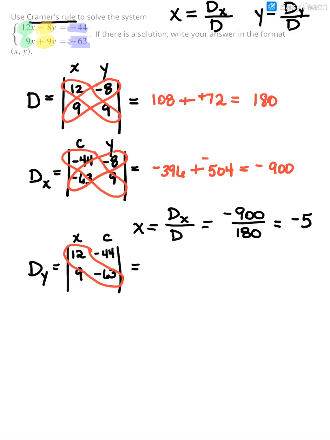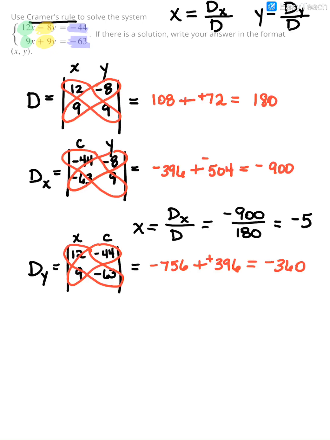So if I take a positive 12 and I multiply it by a negative 63, I get a negative 756. Minus, if I take a negative 44 and I multiply it by a positive 9, I get a negative 396. Now when we're subtracting a negative, that's the same as adding a positive. So a negative 756 plus a positive 396 will leave me with a negative 360.